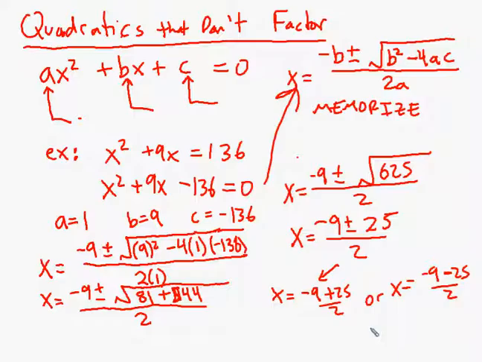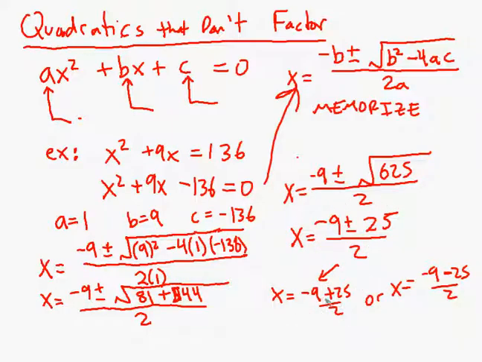Where did you get 625? I'm following the order of operations. 81 plus 544 is 625. Well, when I put that in my calculator, I got 25. When I put 9 squared minus 4 times 1 times -136, I got 25. That's because it did all the problems. Yeah, it did it all. So we don't have to go through the... No, you need to go through these steps.